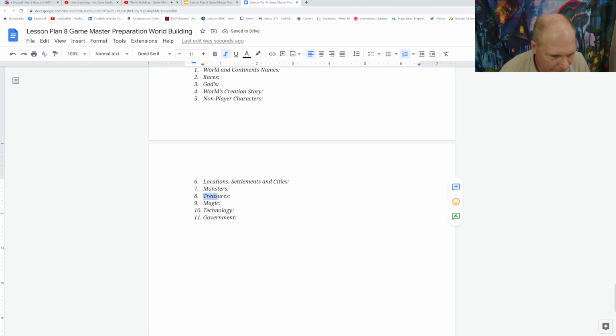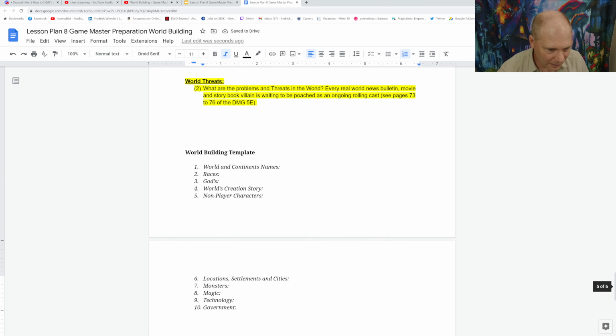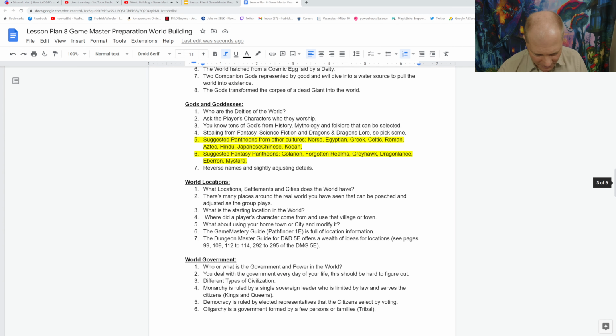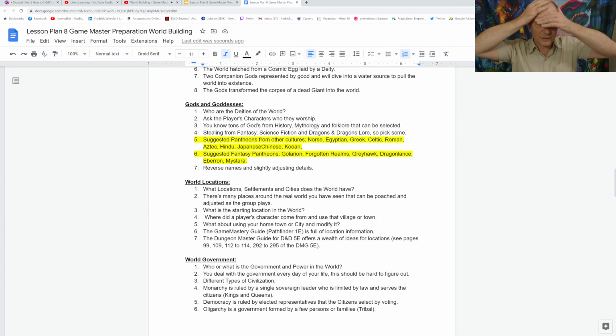Treasure. We'll take out treasure. I don't think that needs to be there either. Is there anything else? Non-player characters. We're not taking this into consideration because, again, that's another aspect of it that's not necessary just yet. But that leaves races, gods, world creation, locations, monsters, magic, technology, government. That's really about it. You can break it down into real simple components, and that's really about it. So I think that's done.